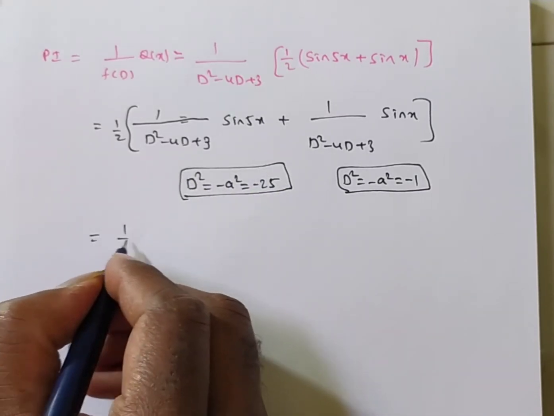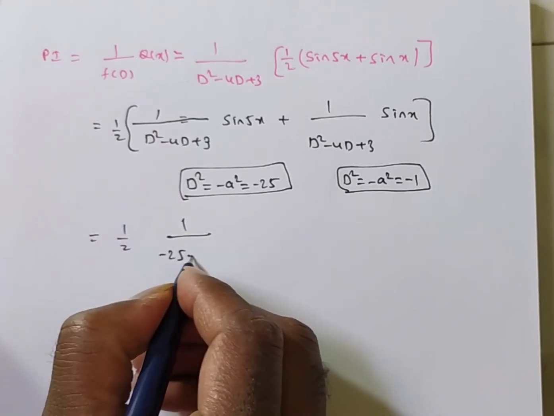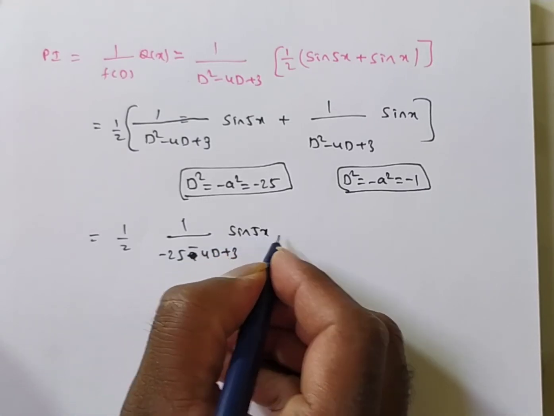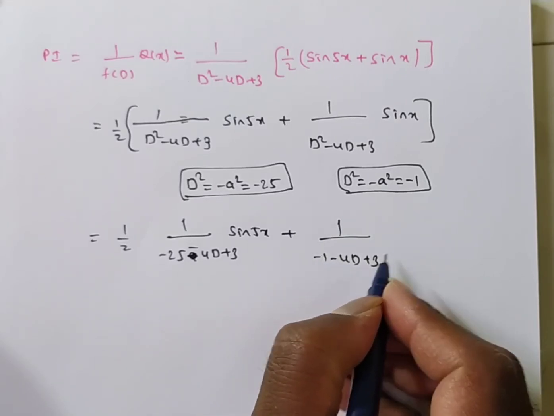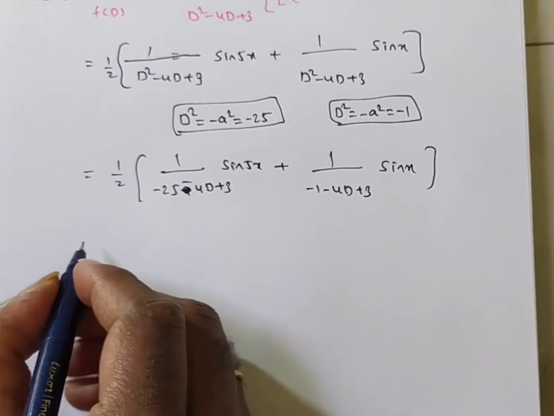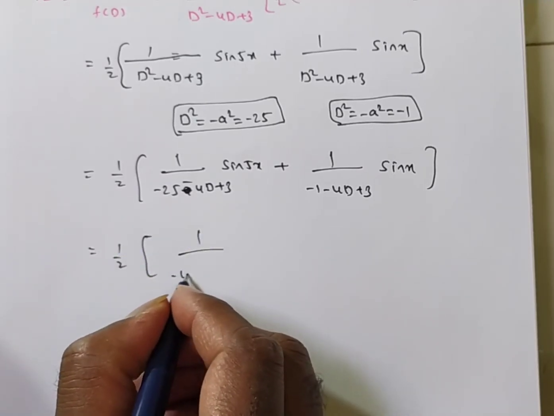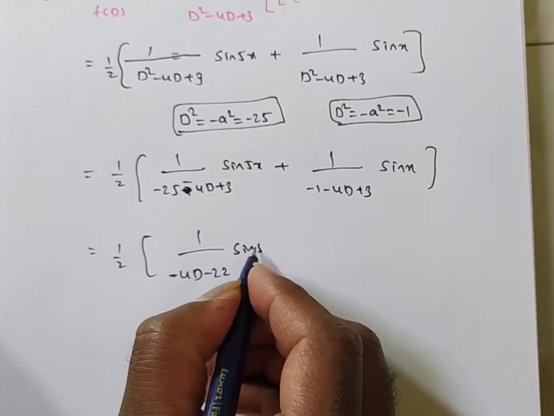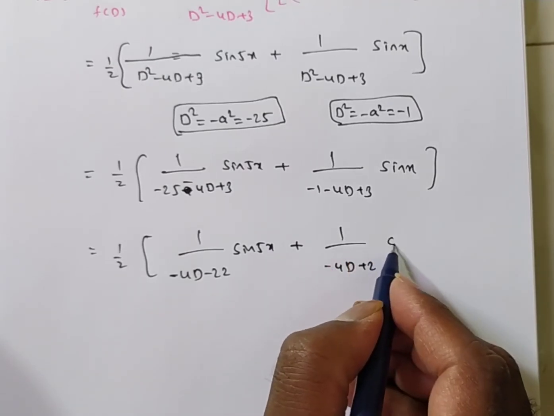Okay. Now 1 by 2 times of 1 by, if we replace D square by minus 25, then you will have minus 25 minus 4D plus 3 into sine 5x, plus 1 by, replacing D square by minus 1, minus 1 minus 4D plus 3 into sine x. Now this is equal to 1 by 2 times of 1 by, friends, you see, minus 4D minus 25 plus 3, which means minus 22, into sine 5x, plus 1 by minus 4D plus 2 into sine x.